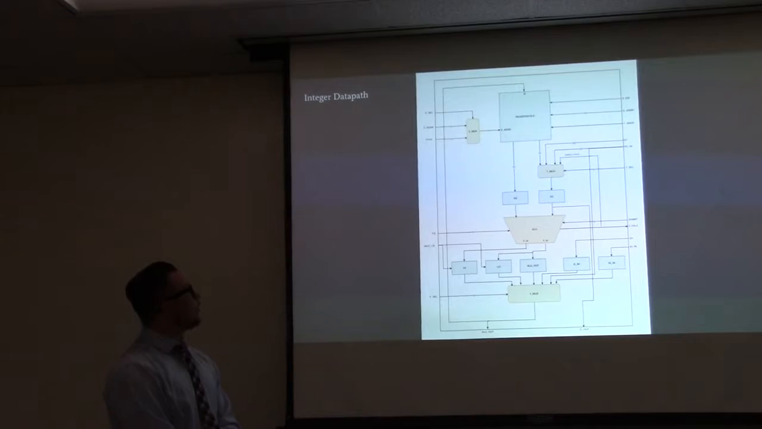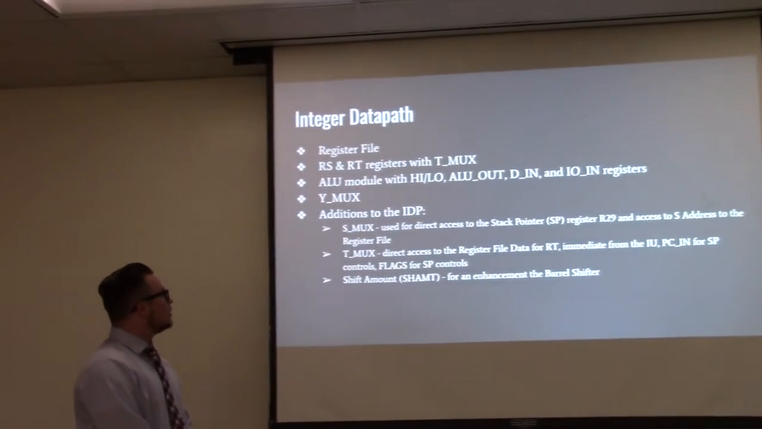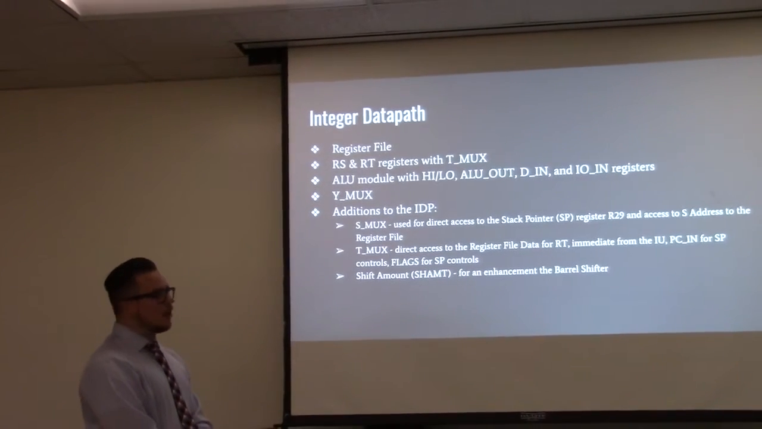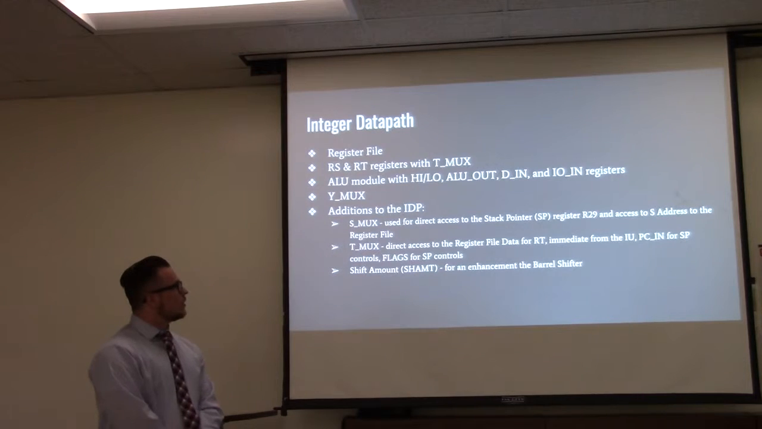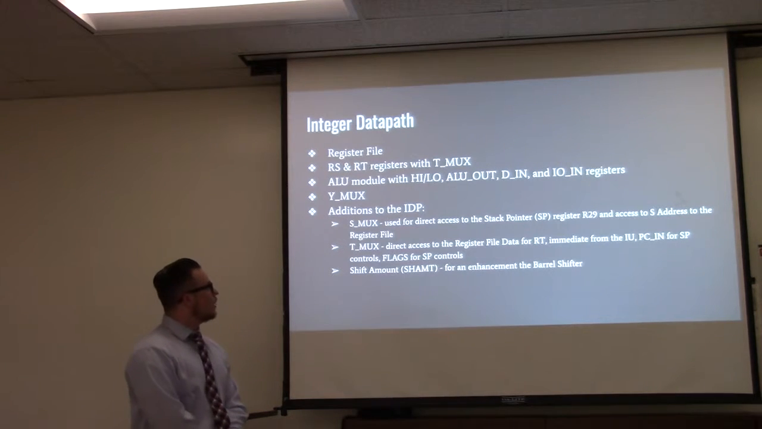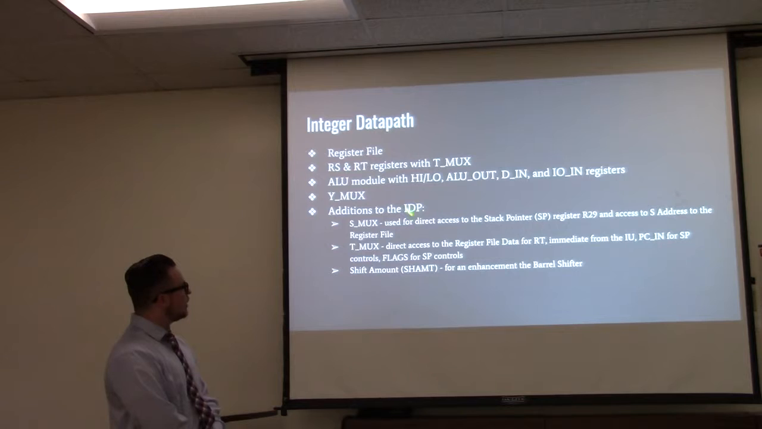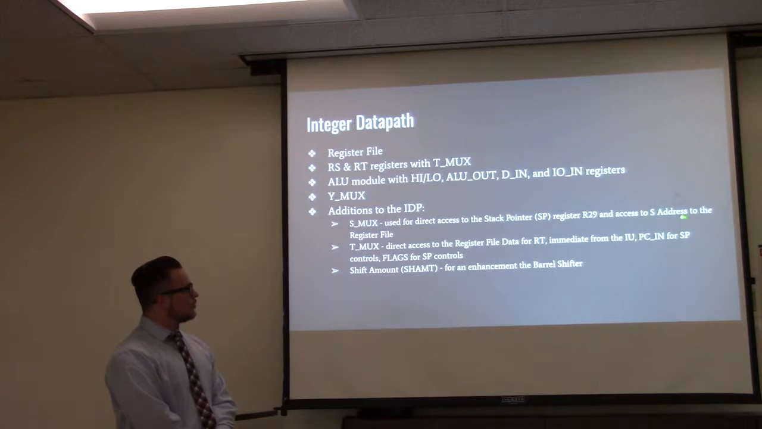This is the integer data path. The integer data path has the register file, the RS and RT registers with the TMUX, the ALU module with high, low, ALU out, D in, and IO in registers, a YMUX, and some of the additional IDPs. The addition in the IDP that we made is the SMUX, rather, that accesses the S address of the register file and what we use for the stack pointer R29.